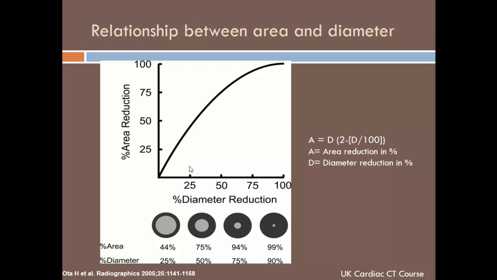And I think there is no good formula to estimate area stenosis from diameter stenosis if you have an eccentric lumen. But normally, for the same degree of diameter stenosis, you're looking at a greater degree of area stenosis, in terms of number, what it means.